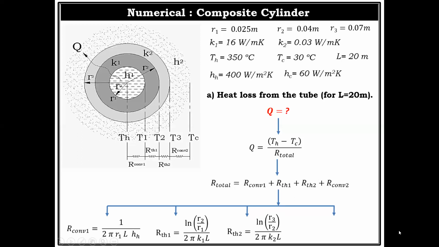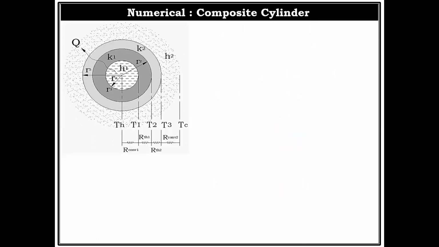Then last, R convection 2: 1 upon 2 pi R3 L h_C. All the values are known, so it is also possible to find the numerical value for R convection 2. Once we know the numerical values for these resistances, R total can be easily found. Once we get the value of R total, it will be possible to find Q, the heat transfer rate. So part A, that is heat loss from the tube, is possible.